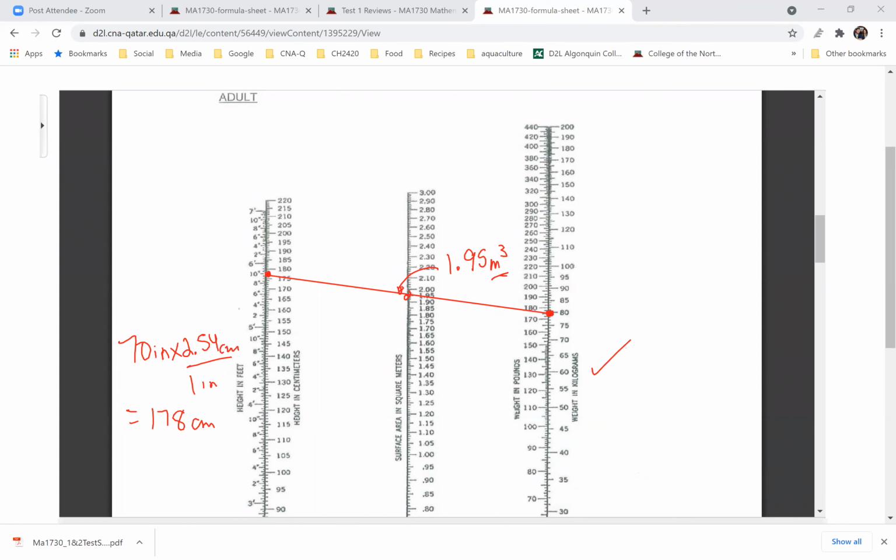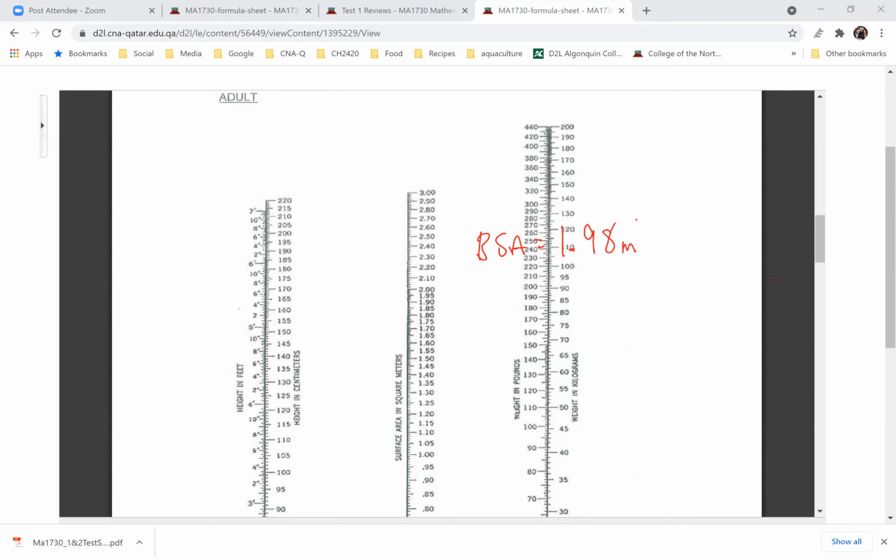Back to my question. I'm going to clear my drawing, guys. And I'm just going to make the note that I figured out that the body surface area of this person was 1.98 meters cubed, or not 9.5.